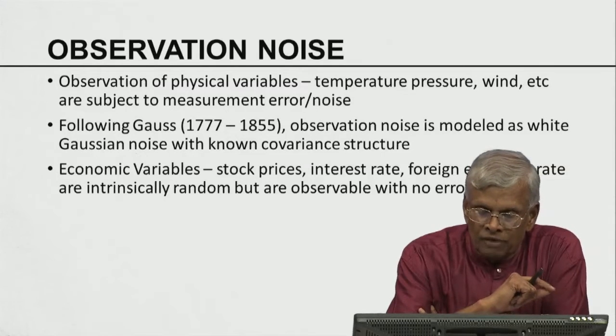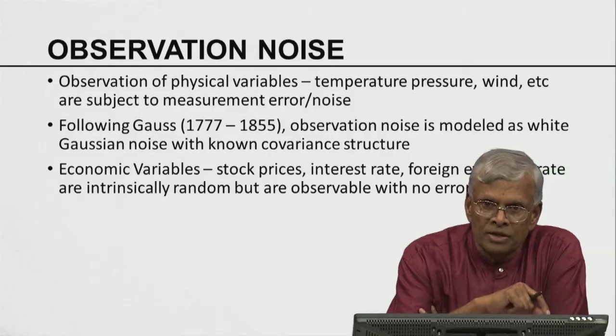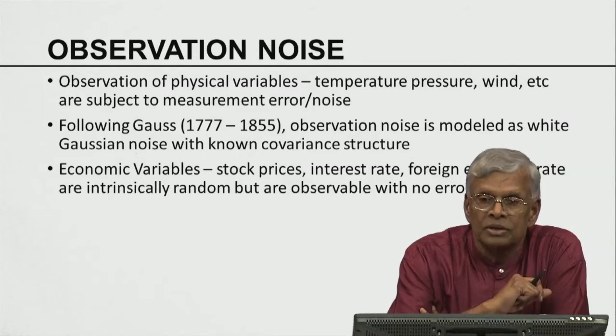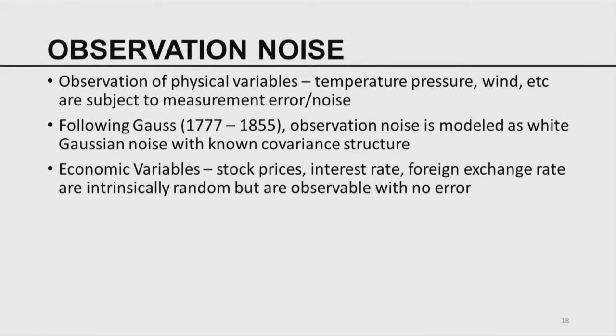However, there is a fundamental difference between observations in other branches as opposed to engineering and physical sciences. For example, in economics, we talk about stock prices, interest rate, foreign exchange rate. These are intrinsically random. But one distinguishing feature is that there are no observational errors. We cannot say IBM prices $22 per stock plus or minus 5%. When you say IBM price, it's precise, there is no error. The observations with many of the economic quantities are without error. However, observations of pressure, temperature, they are erroneous. These are two fundamental differences between the variables in one domain against the variable in another domain.